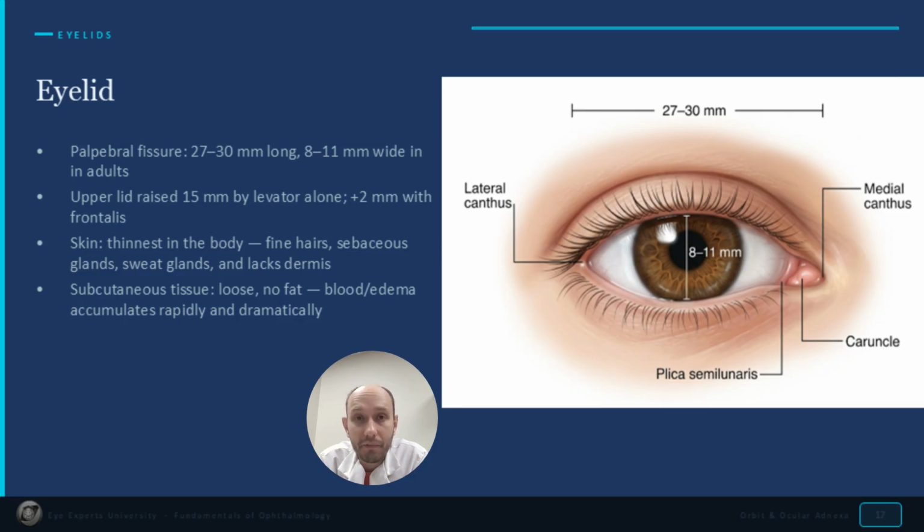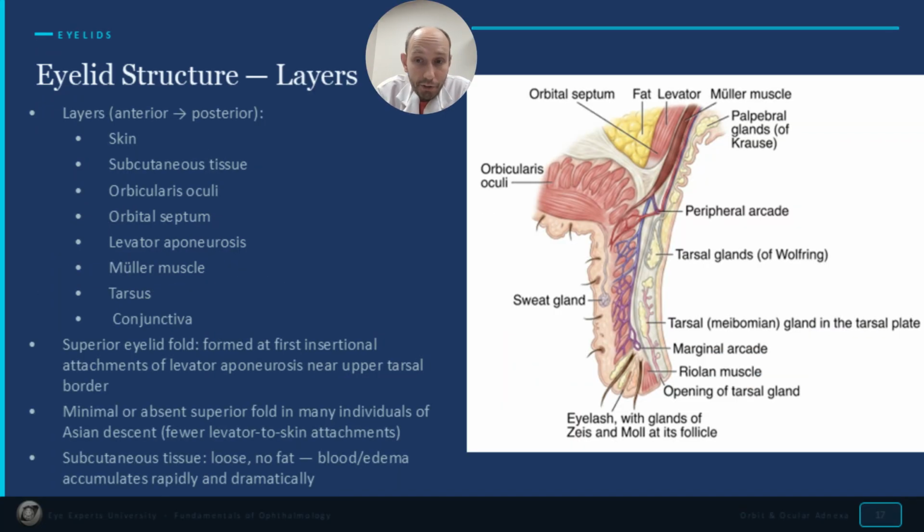The skin is the thinnest in the body. It's got fine hair, sebaceous glands, sweat glands, and it does not have a dermis. The subcutaneous tissue is loose, there's no fat, and basically once you cut the skin in the eyelid, you will pretty quickly hit muscle. Now, while the eyelid does not have a dermis, it is exceedingly complicated.